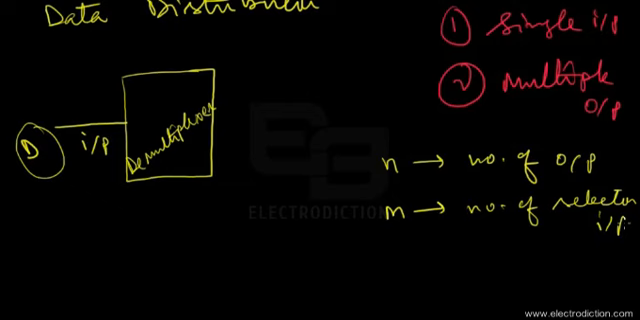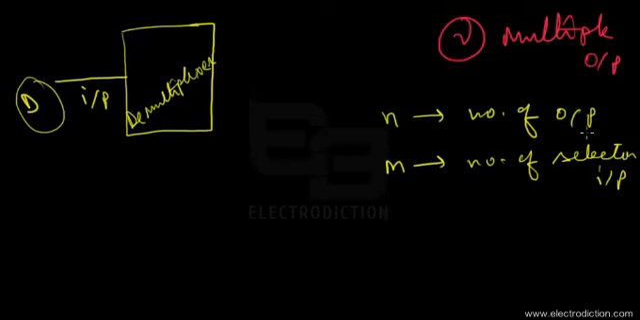selector inputs. I think you are coming across this term for the first time in this tutorial. By the term selector inputs, we mean that the demultiplexer has certain other input lines, which are referred to as selector inputs. I'll come back to the functioning of the selector inputs in a short while, but for the moment, there's a mathematical relationship that connects the number of selector inputs and the number of output lines.